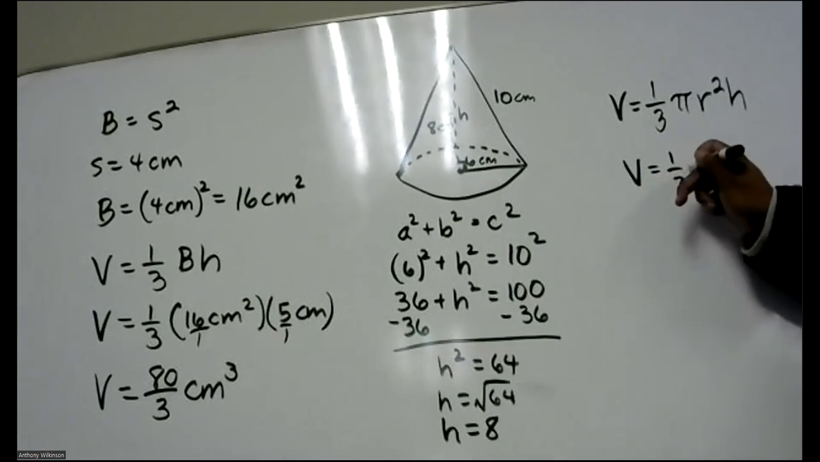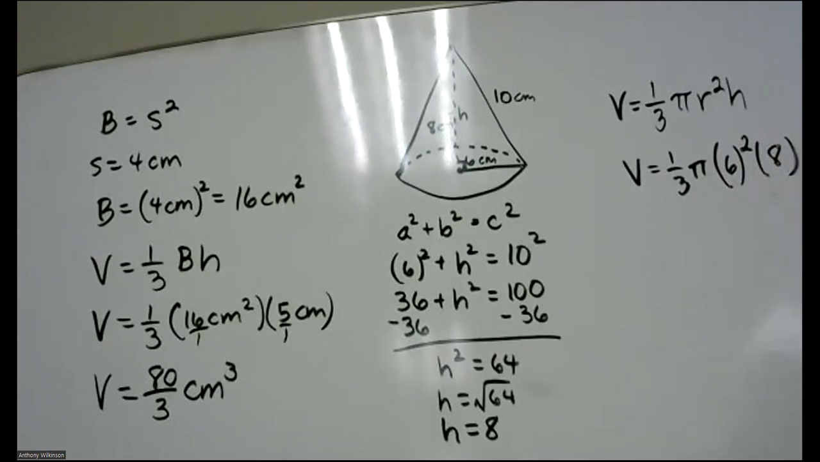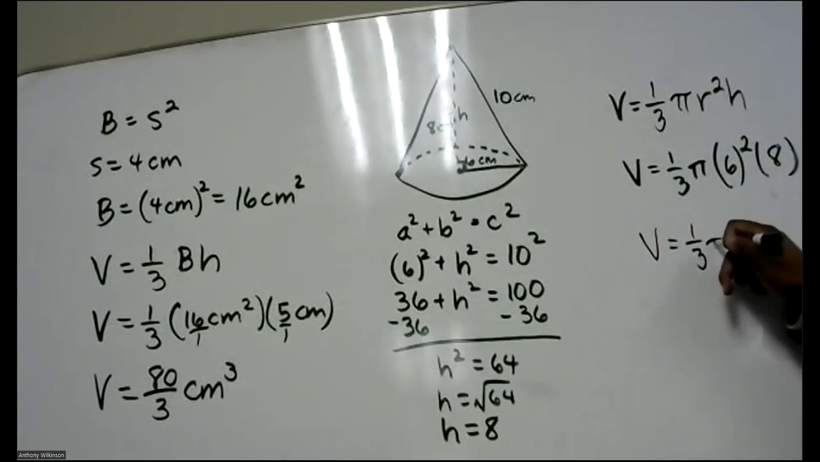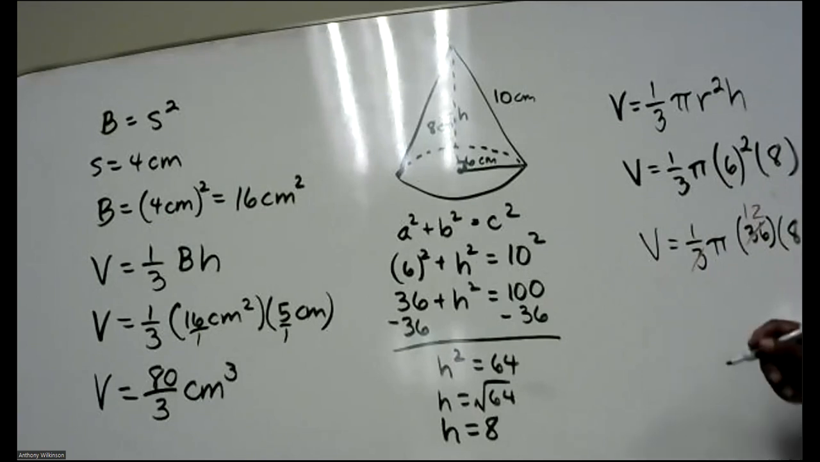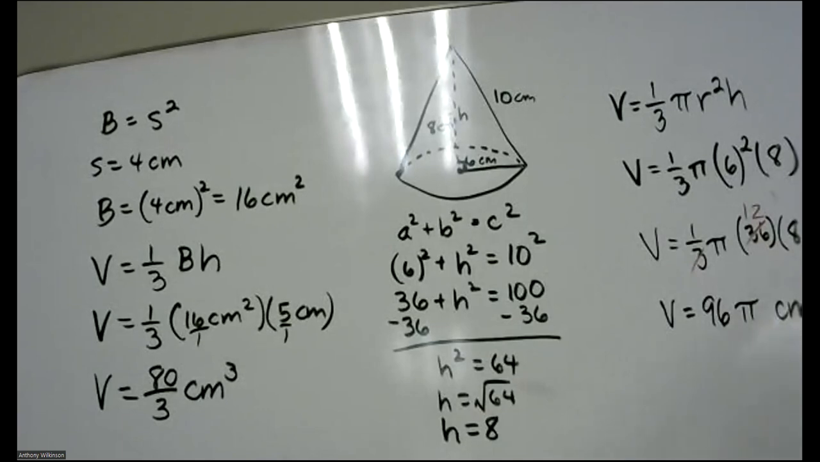So here I got 1/3 pi times the radius, which was 6 centimeters. I just say 6, that's squared. Times a height, which is 8. 6 squared will be 36 times 8. And I know something, I can divide 3 into 36. This 3 goes into this 36 12 times. And then 12 times 8 would be 96, bring down the pi, and this will be in cubic centimeters.